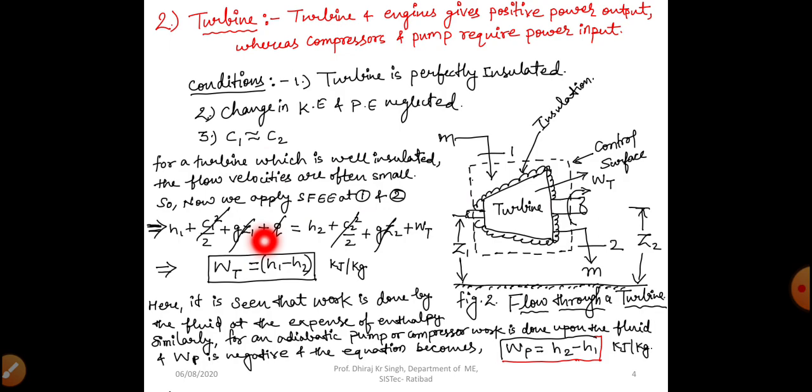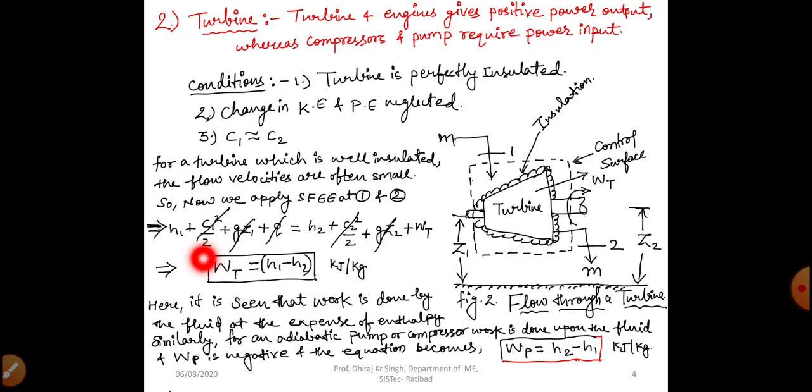So for a turbine which is well insulated, the flow velocities are often small, right. When the turbine is insulated, meaning there is no heat transfer from the system to surrounding, then the velocities are very small. So now we are applying steady flow energy equation at 1 and 2. This is one cross section and this is our 2 cross section, right? Mass is entering from here and mass is getting out from here, right? So we will write our steady flow energy equation. Equation is H1 plus C1 square by 2 plus GZ1 plus Q equal to H2 plus C2 square by 2 plus GZ2 plus WT, that is turbine work, right?